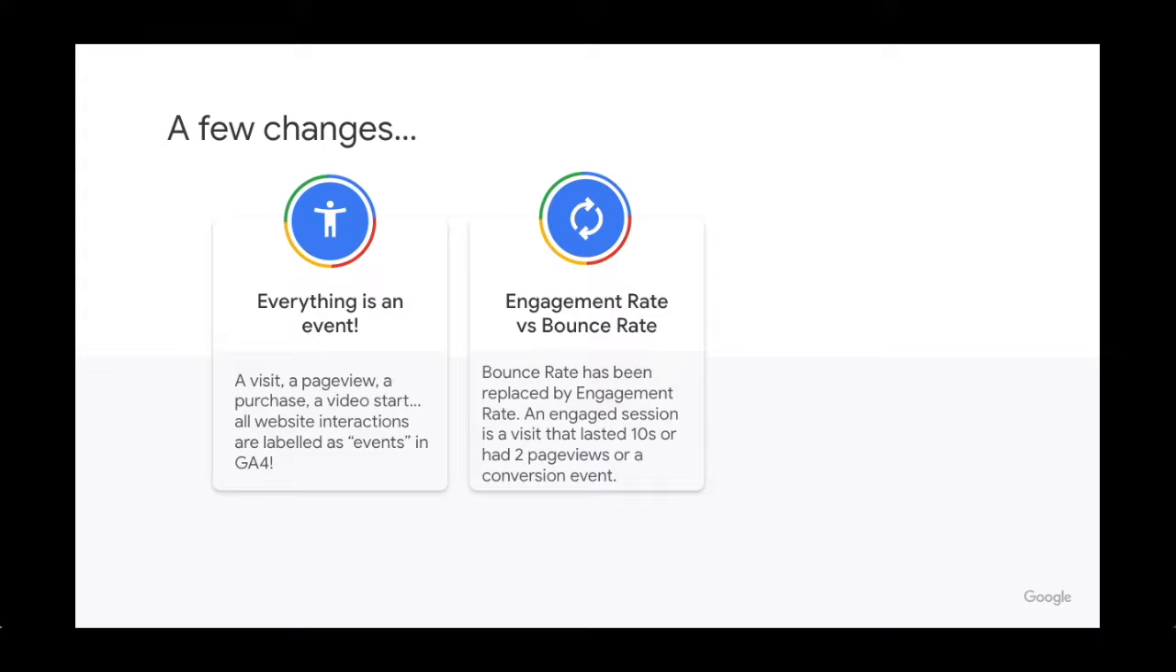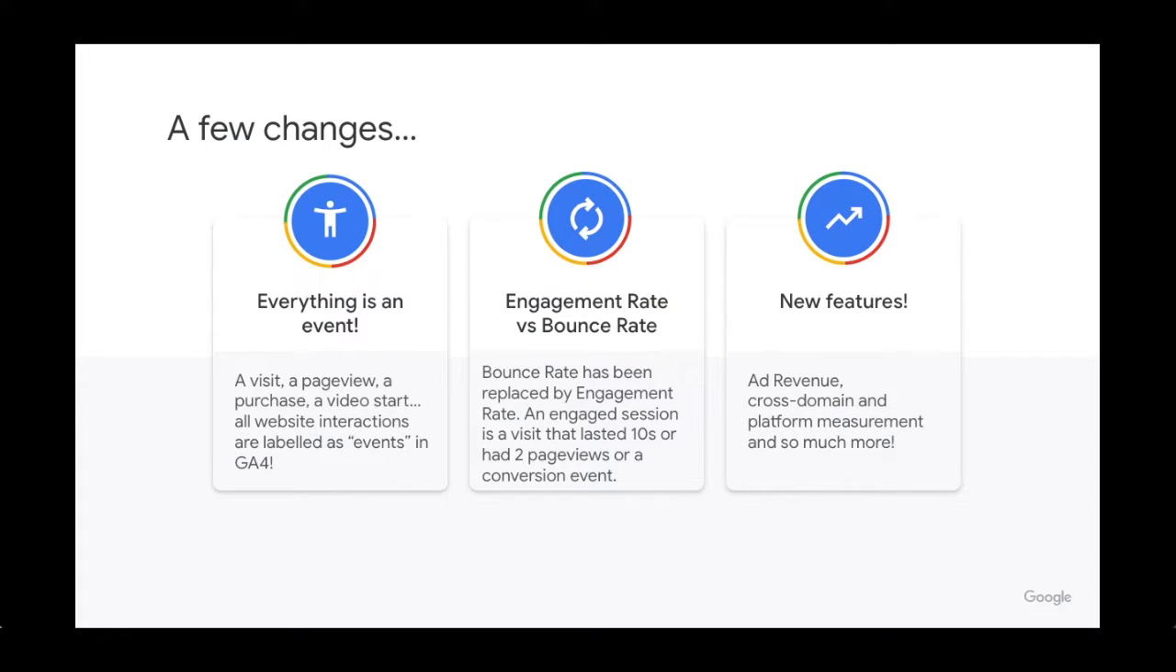First off, 2 main changes for the way we've been working with this data in the past. 1. Everything is an event. A visit, page view, video start, purchase, anything and everything is labeled as an event. And 2. Engagement rate versus bounce rate. The good old unreliable bounce rate is now being converted to something more concrete called engagement rate. An engagement rate is considered any session visit that lasts longer than 10 seconds or has 2 page views or a conversion event.